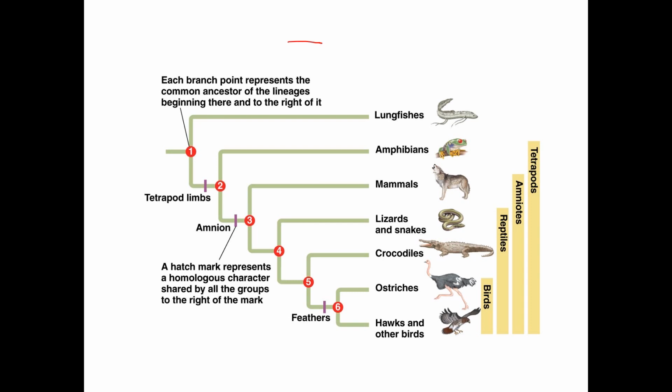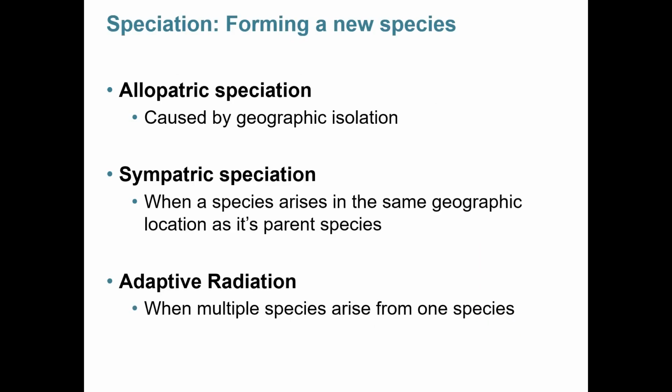So if all of these different branches represent species, where did the species come from in the first place? There are three major ways that species can form. One of those is allopatric speciation. This is caused by geographic isolation. Sympatric speciation happens when a new species occurs in the same geographic location as its founder species or parent species. And adaptive radiation occurs when multiple species arise from the same individual species.